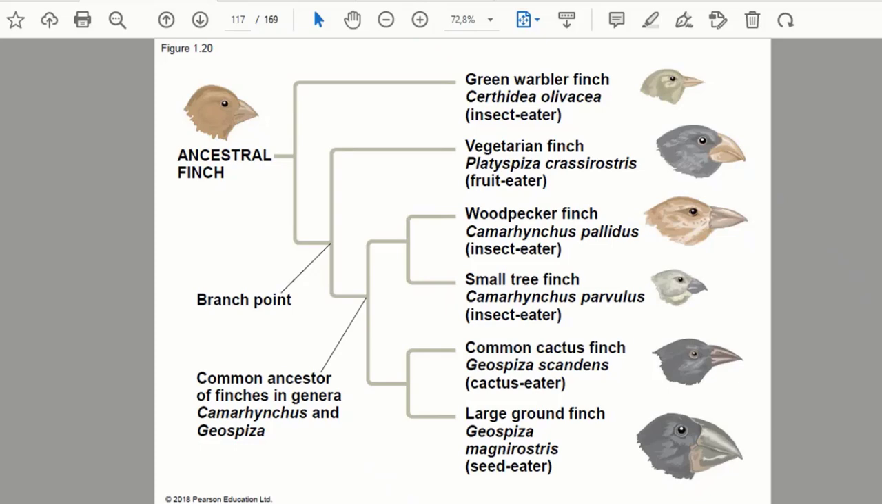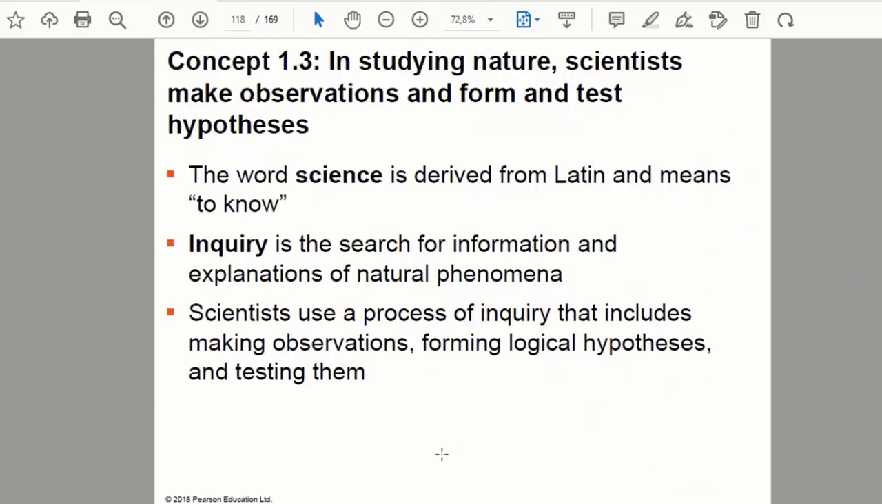So when we continue, the word science is derived from the Latin, which means to know. The inquiry is the search for information, obviously, for natural phenomena. Scientists use the process of inquiry that includes making observations, forming logical hypotheses, and testing them. That's exactly what science is, and what a scientist does.